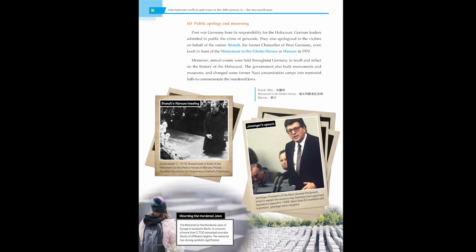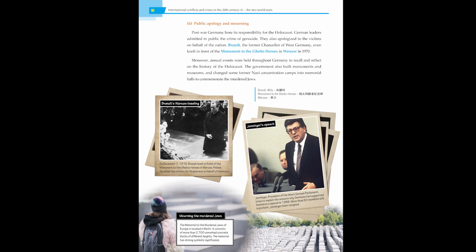The government also built monuments and museums and changed some former Nazi concentration camps into memorial halls to commemorate the murdered Jews. Mourning the murdered Jews. The memorial to the murdered Jews of Europe is located in Berlin. It consists of more than 2,700 unmarked concrete blocks of different heights. The memorial has strong symbolic significance.